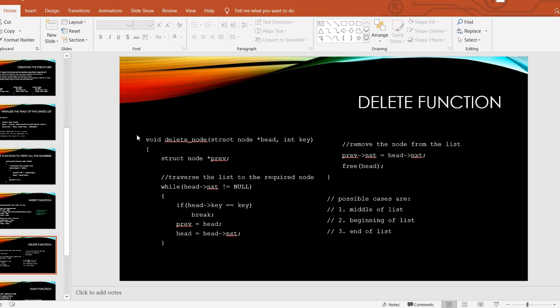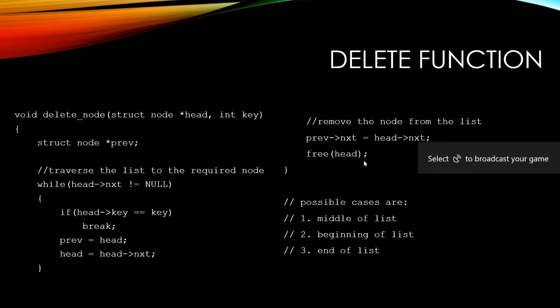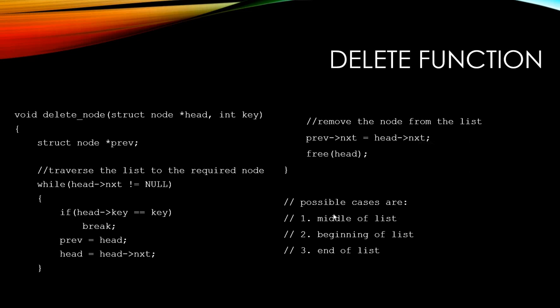Let's first see what cases we can go through. Just like the previous one, we have three possible cases: deleting something from the middle of the list, from the beginning of the list, or from the end of the list. Now we are not going to do beginning or end. We are going to delete something from the middle of the list. When we are deleting something from the middle, we have to indicate which node we have to delete.